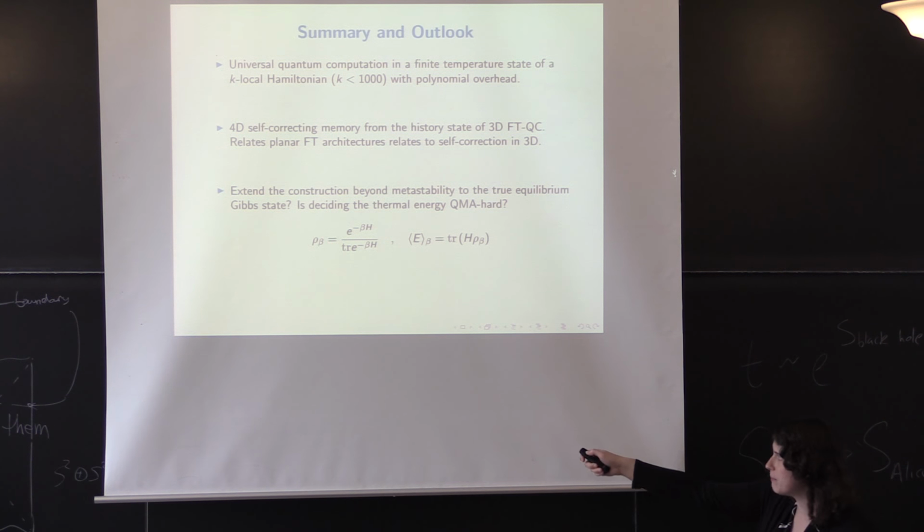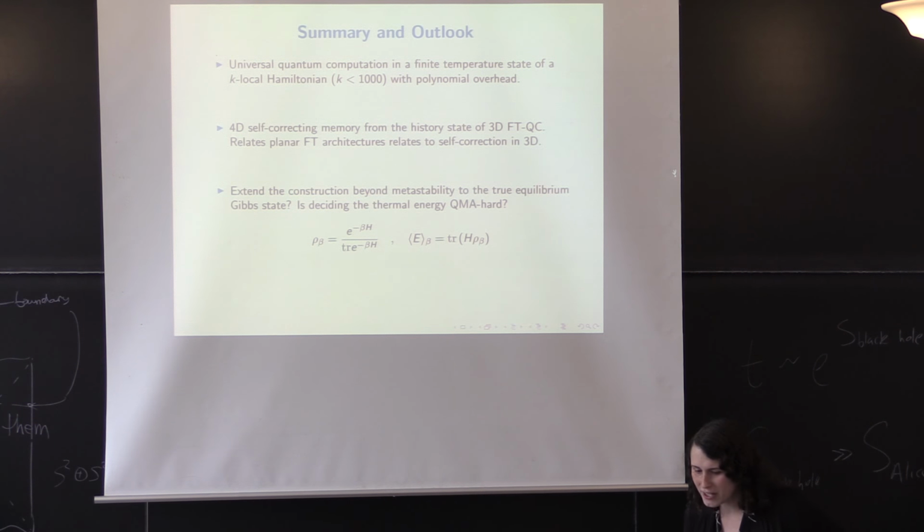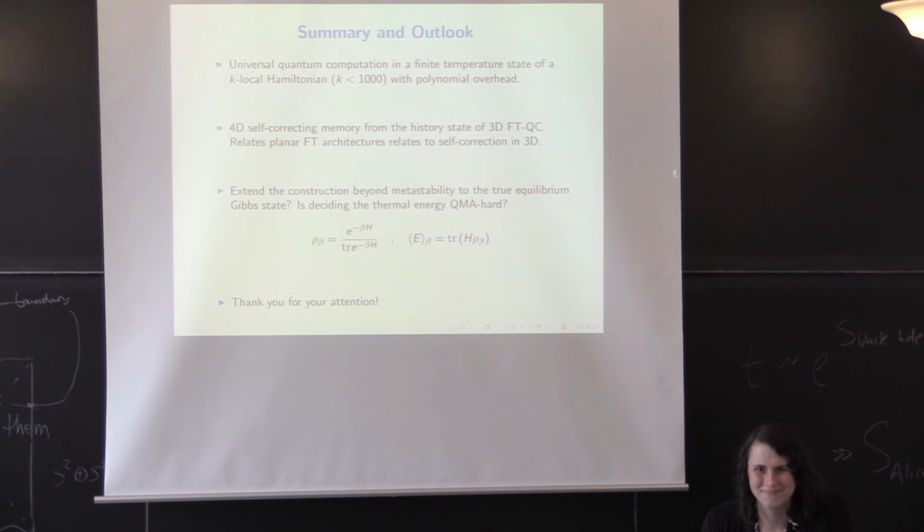So here's the true Gibbs state without any discussion of metastability. Here's the thermal energy, which generalizes the ground state energy, which we saw in the first slide. And the question is whether below some system size independent critical temperature, what is the complexity of estimating this thermal energy? And this construction could answer that if we can take our analysis beyond using these facts about metastability. Okay, thanks.